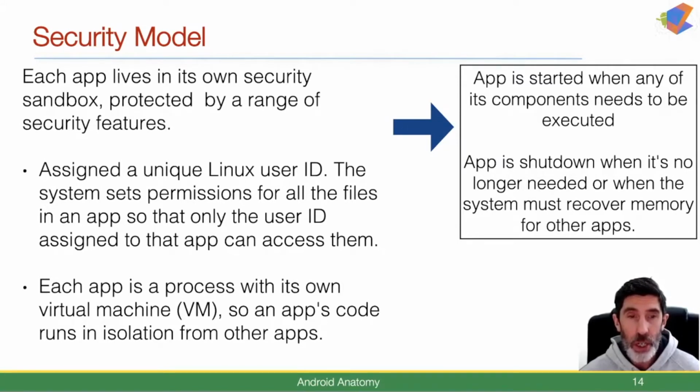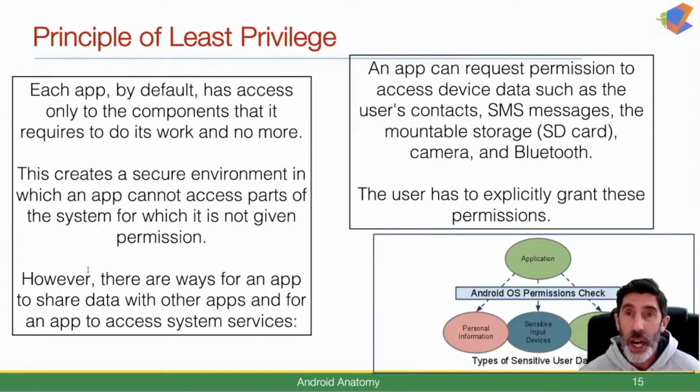We've also got this notion of the principle of least privilege. Each app by default has access only to the components that it requires to do its work and no more. This creates a secure environment in which an app cannot access parts of the system for which it is not given permission, and those permissions are very, very important. However, there are ways for an app to share data with other apps and for an app to access system services.